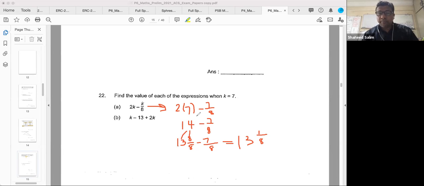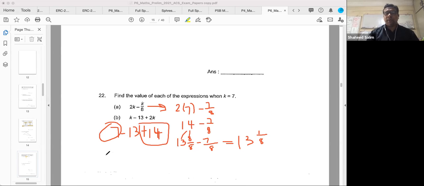Okay. So again, 2 times 7, and then the answer minus 7/8. Okay, what about the next one now? The next one, put 7 down here, minus 13, plus 2 times 7, 14. Okay, say how to do. I don't know how to do. Okay, never mind. You take the positive number 7 plus 14 first. What do you get? 21. 21 minus 13, you get 8. Okay, never mind. Can jump.